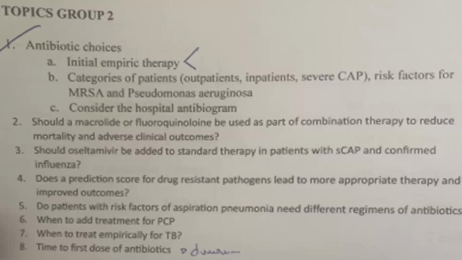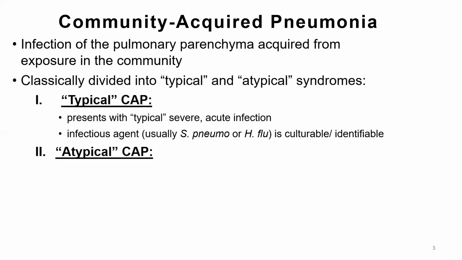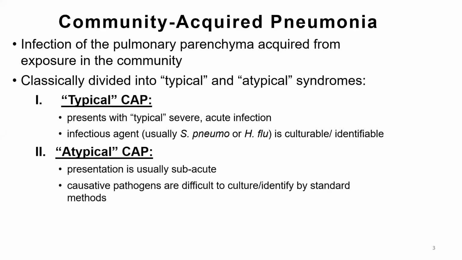We'll attempt to also answer on the prediction scores for drug-resistant pathogens, especially in CAP, and look at also when to add therapy for PCP, empiric treatment for TB, and dosing of antibiotics. I think it's a discussion, but once I've done the presentation, you can hear from you attendees.